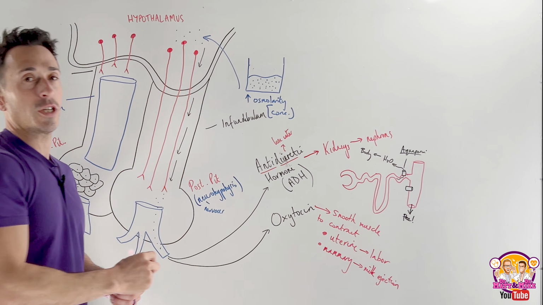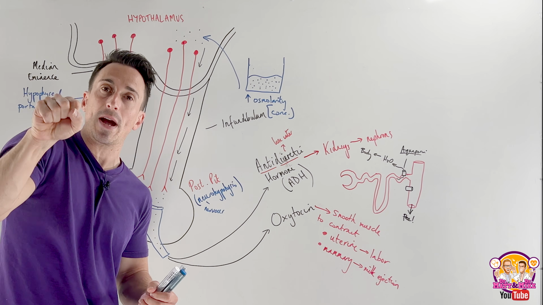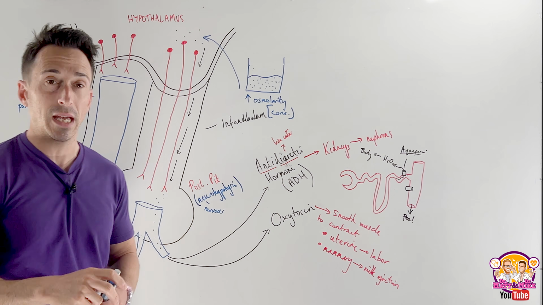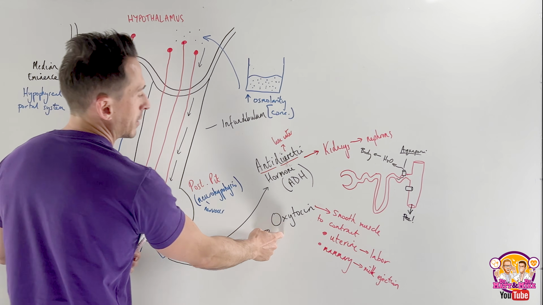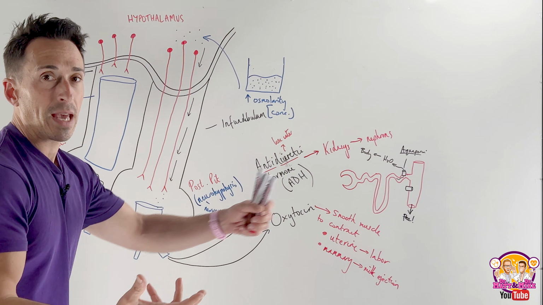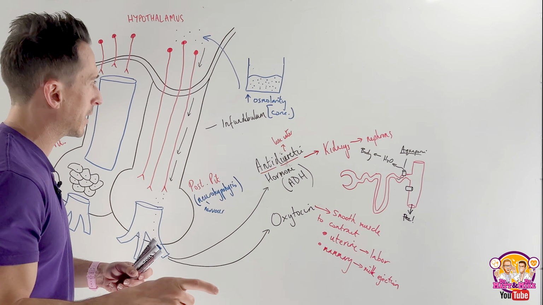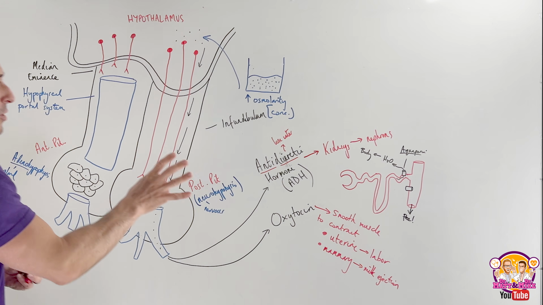With the milk ejection, it stimulates the tissues to contract, the mammary tissue, to squirt the milk out, and that's milk ejection. Now, you might have heard of it as being called the love hormone. It does play a role in solidifying relationships, both positive and negative. So that is the posterior pituitary.